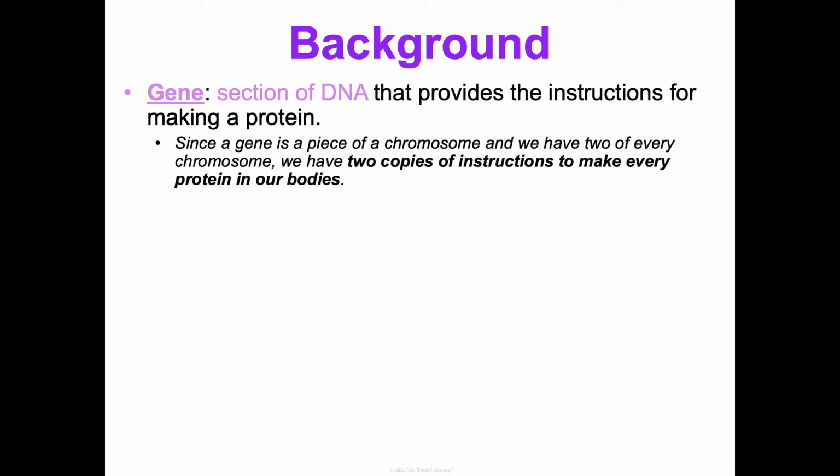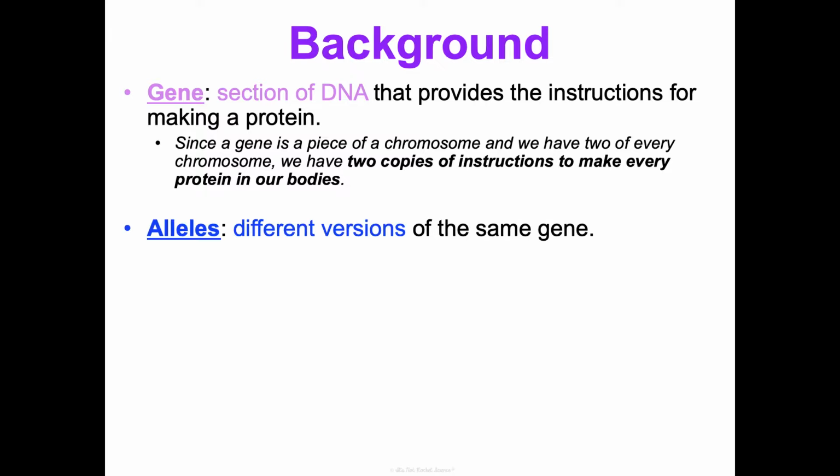And since a gene is a piece of a chromosome and you have 2 of every chromosome, remember in those pairs, 1 from mom, 1 from dad, you have 2 copies of every set of instructions to make every protein in your body. So you have 2 copies that are working together to figure out what protein ends up being made. And so what we're going to talk about in this unit is, okay, how do those instructions work together to figure out which ones we follow and which ones we listen to?